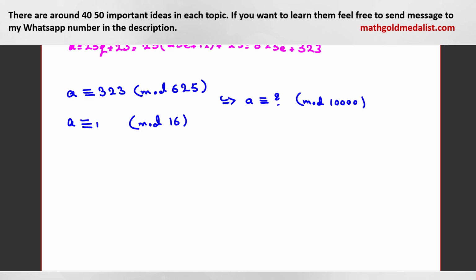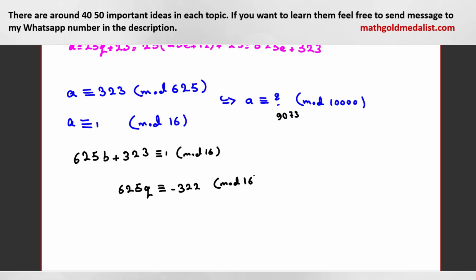Teacher, it is 9073. Okay, can you explain your solution? 625b plus 323 is congruent to 1 mod 16. Yeah, 16, and good job, you used a new variable. 625b plus 323 is 1 mod 16, right? Okay, then you can take this on the right hand side: 1 minus 323, negative 322, right?